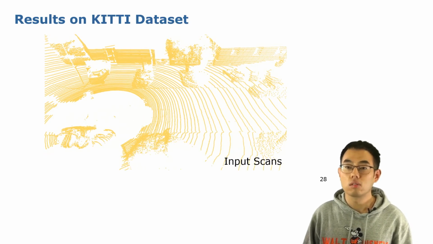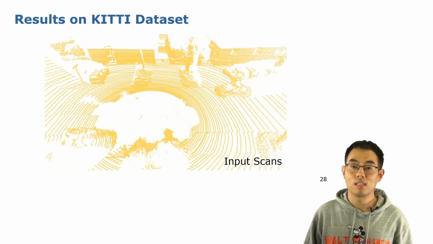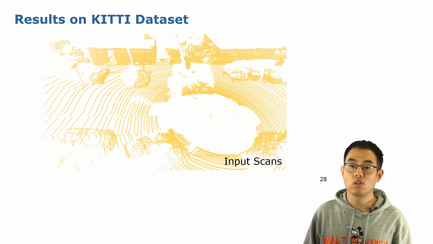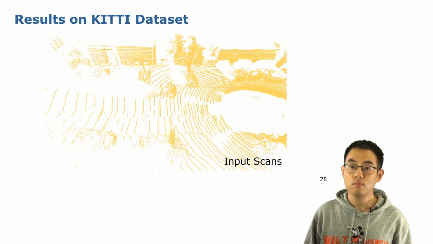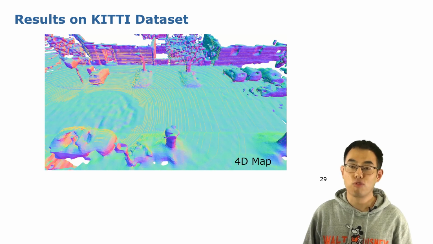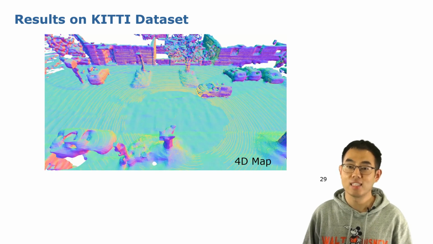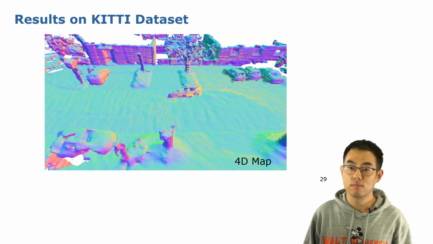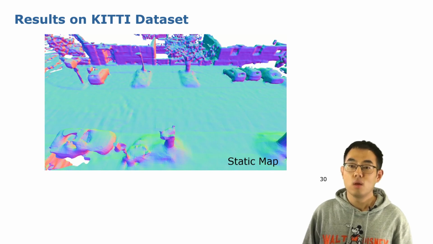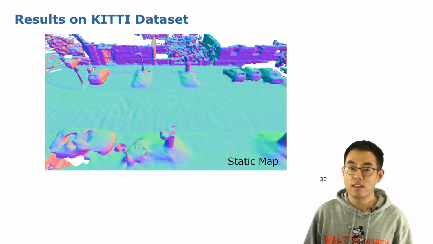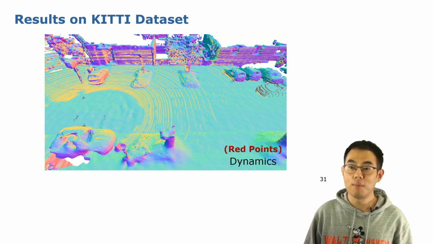Here is the result of our method on the KITTI dataset. We take the sequential scans as input and optimize a 4D map that can be queried at any location and any time step. Then we can extract the static map from our 4D representation and easily segment out the dynamic objects based on our static map.